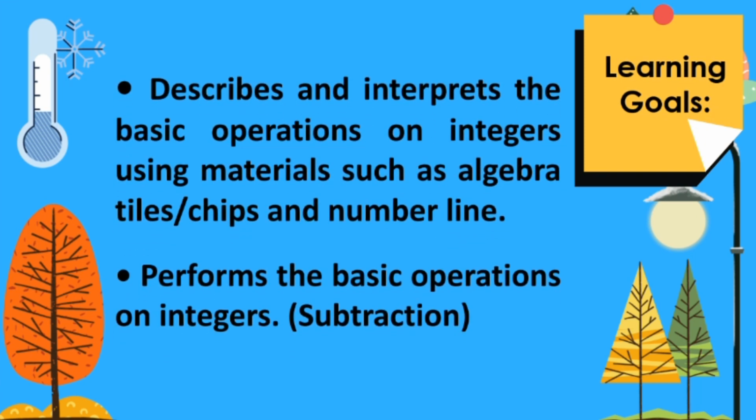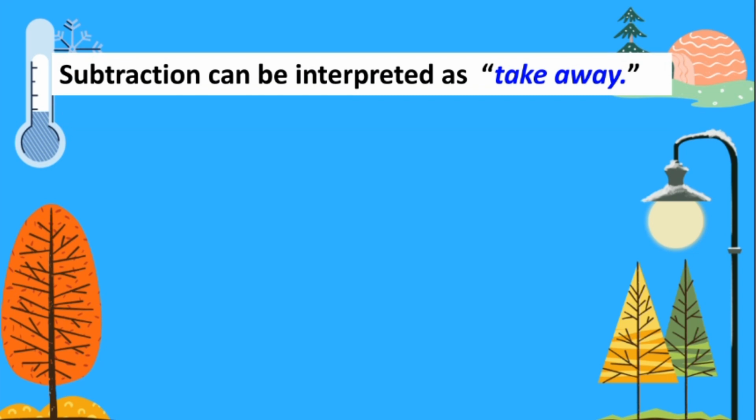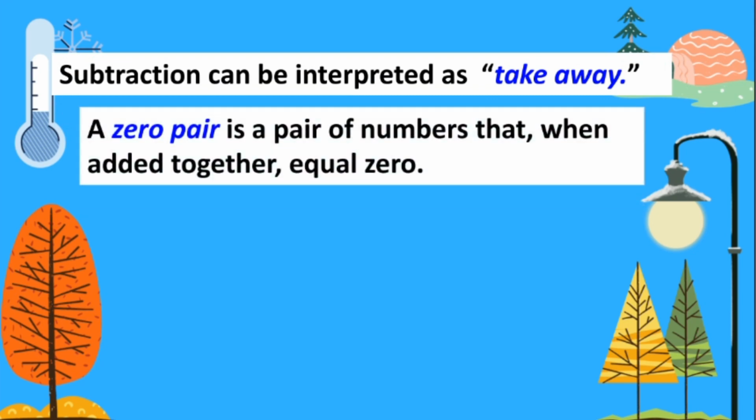Learning goals. Describes and interprets the basic operations on integers using materials such as algebra tiles or chips and number line. Performs the basic operation on integers, specifically subtraction. Subtraction can be interpreted as take away or pagbabawas or pagmaminus. A zero pair is a pair of numbers that when added together equal 0. So, ang example ng zero pair ay isang positive at isang negative tile. Yan po yung ika-cancel natin dahil ang katumbas ay 0.